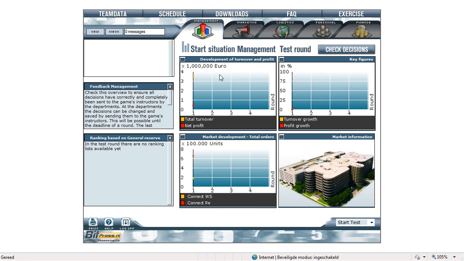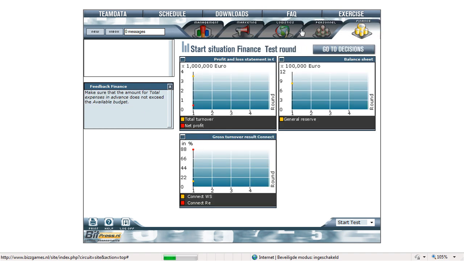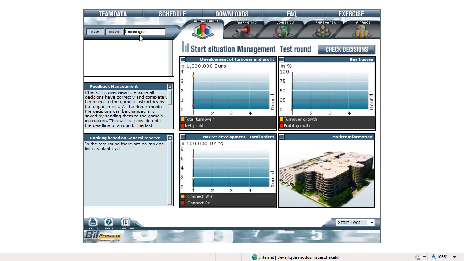There are 5 departments: management, marketing, logistics, personnel and finance. On the left we see an inbox where messages can appear. There's feedback for every department, and based on the general reserve you'll find the ranking down here.